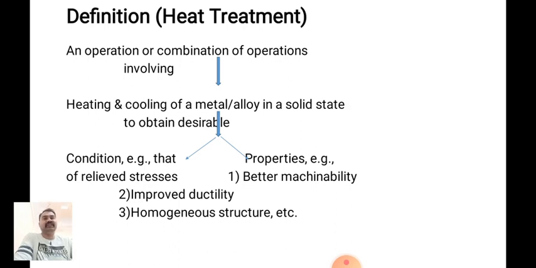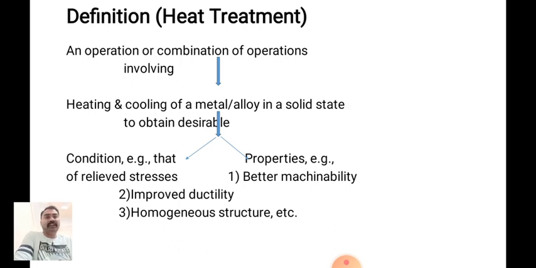In the definition of the heat treatment process, an operation or a combination of operations means that in heat treatment a single operation or a combination of operations is performed. What we are performing is heating or cooling of a metal or alloy, in a solid state only, to obtain the desirable condition.